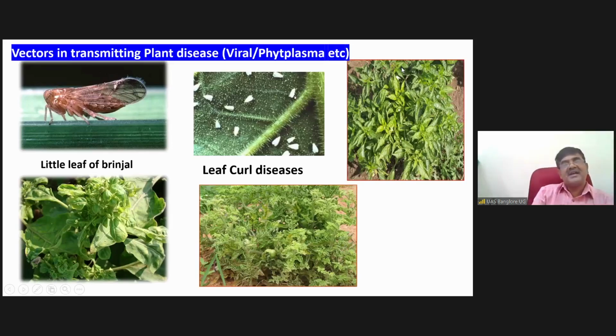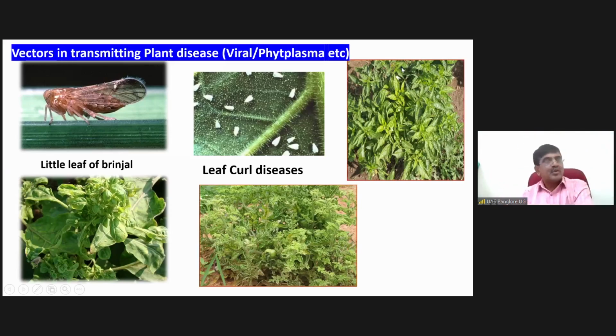As you see on the bottom of the leaf, you find whiteflies. These whiteflies transmit viral diseases that cause leaf curl in crops like tomato or chili. This is the leaf curl disease of tomato, and this is the leaf curl disease of chili. These diseases are transmitted by the vectors, that is whiteflies. Since they transmit plant diseases, we have to study entomology.